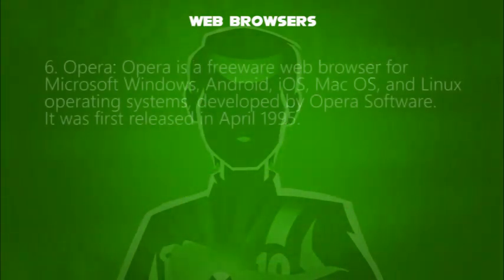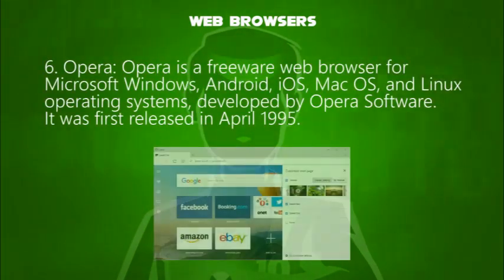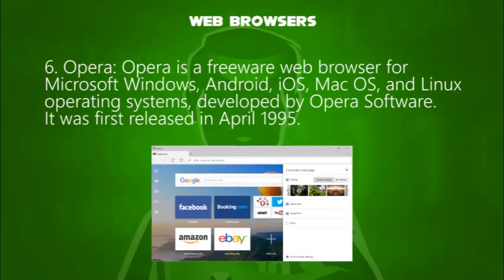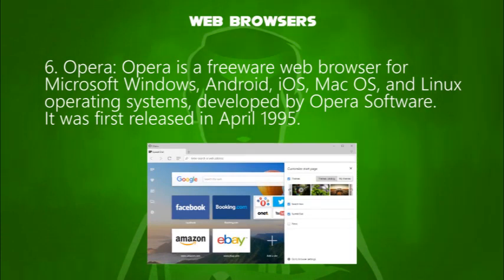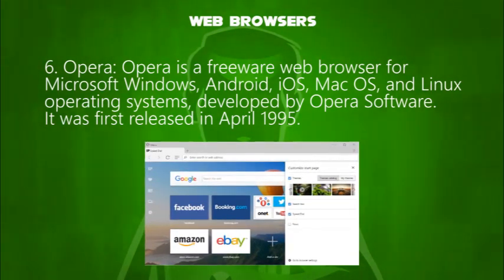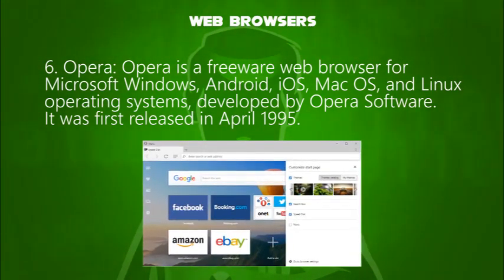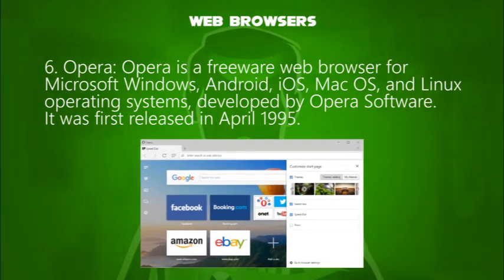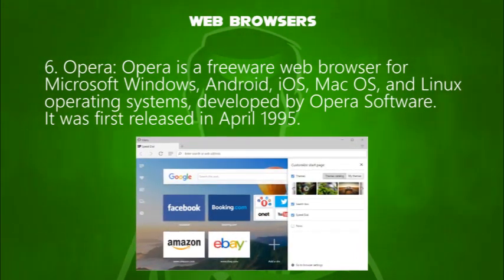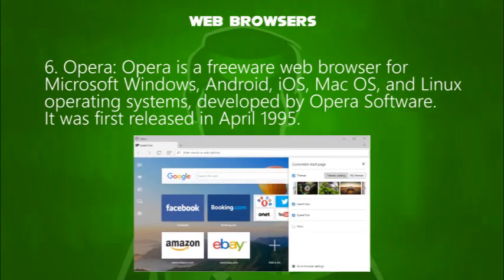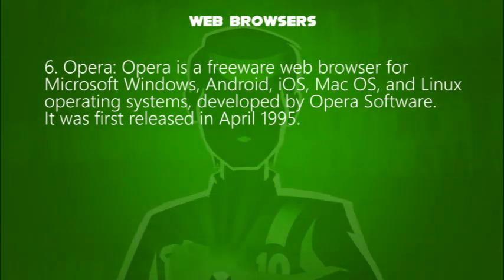Next, the Opera web browser. Opera is a freeware web browser for Microsoft Windows, Android, iOS, Mac OS, and Linux operating systems, developed by Opera Software. Opera is a Chromium-based browser using the Blink layout engine. It differentiates itself because of a distinct user interface and other features. It was first released in April 1995.